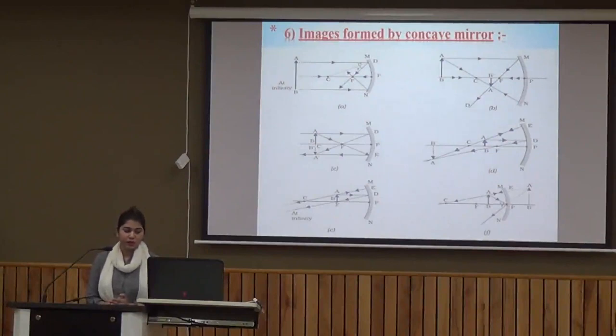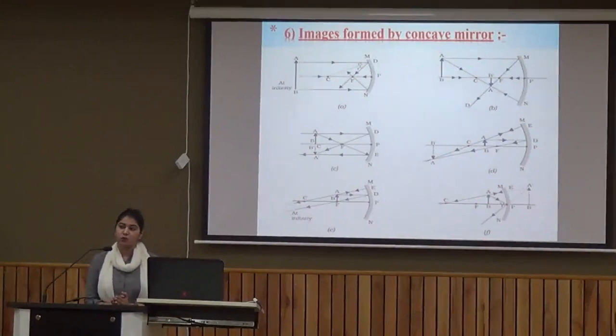For the next ray diagram, we have shifted the object further close to the mirror. Now our object is at the focus. So the image is formed at infinity and it is highly enlarged in size and the nature is again real and inverted. And for the last ray diagram, here the nature of the image changes.